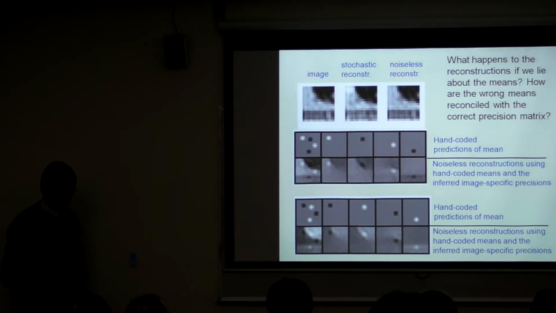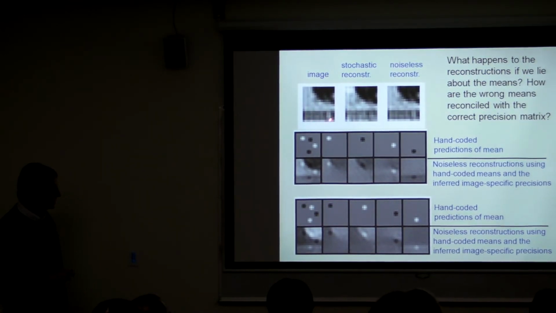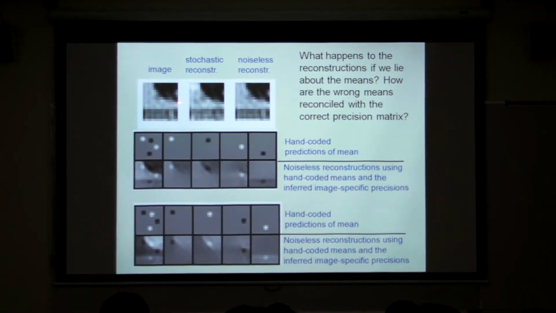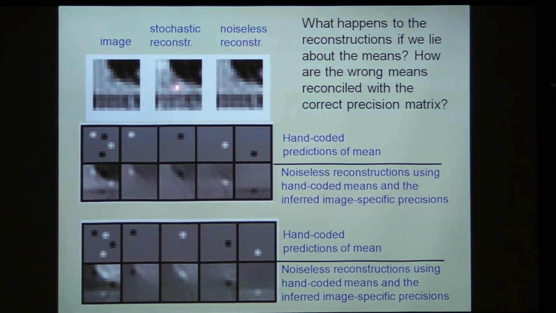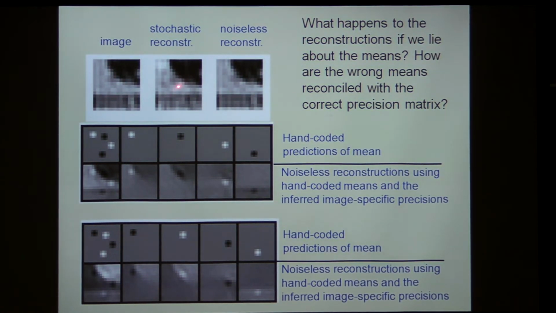So here's a little demo of what happens if you learn on 16 by 16 grey level patches. There's an image patch. Here's the stochastic reconstruction from the states of the hidden units that represent covariances and the states of the hidden units that represent the means, and it's pretty good. This is the average of all the stochastic reconstructions, which is almost perfect. What we're going to do now is we're going to lie to it.